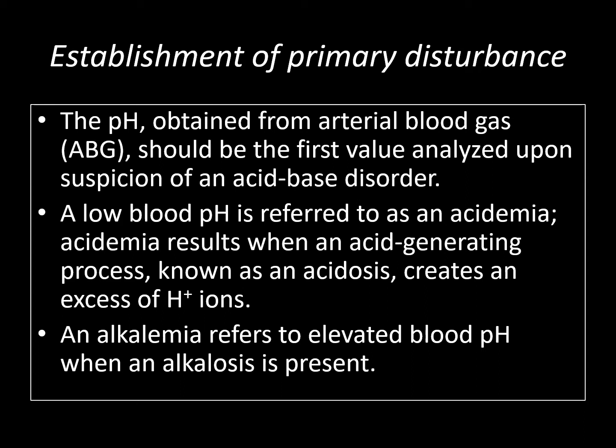A low blood pH is referred to as an acidemia. Acidemia results when an acid-generating process, known as an acidosis, creates an excess of hydrogen ions. An alkalemia refers to elevated blood pH when an alkalosis is present.